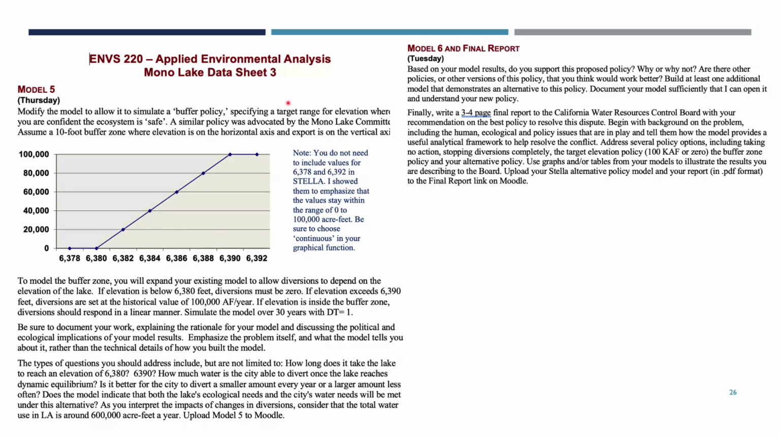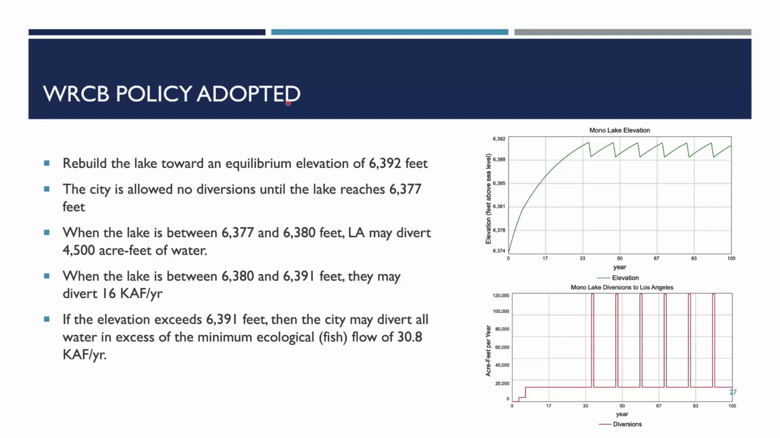The first thing I do, two things. The first thing I do is we go back and we look at the policy that actually was adopted. And this was adopted in 1994. And this is a policy that still exists today. So the goal was to rebuild the lake toward an equilibrium of 6392. The city's allowed no diversions until the lake reaches 6377. Between 6377 and 6380, they can take 4,500 acre feet. And when the lake is between 6380 and 6391, they can take 16,000 acre feet.